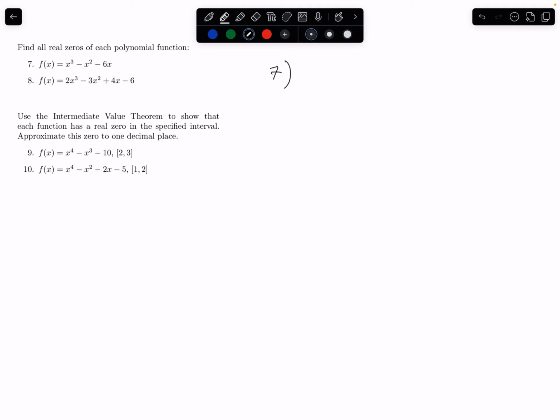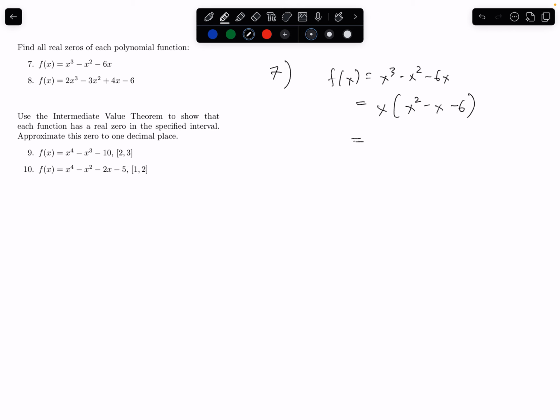Okay, number 7. Find all real zeros of the polynomial. So f of x is equal to x cubed minus x squared minus 6x. So first thing, obvious thing to factor out is the x. They all have x terms, right? So this will be x squared minus x minus 6.